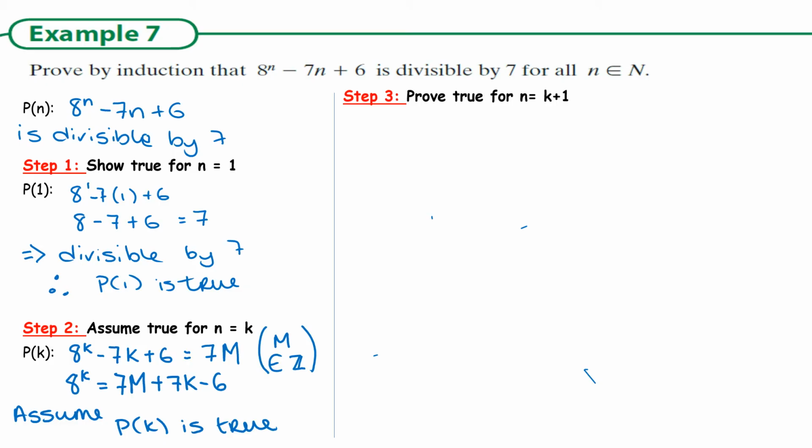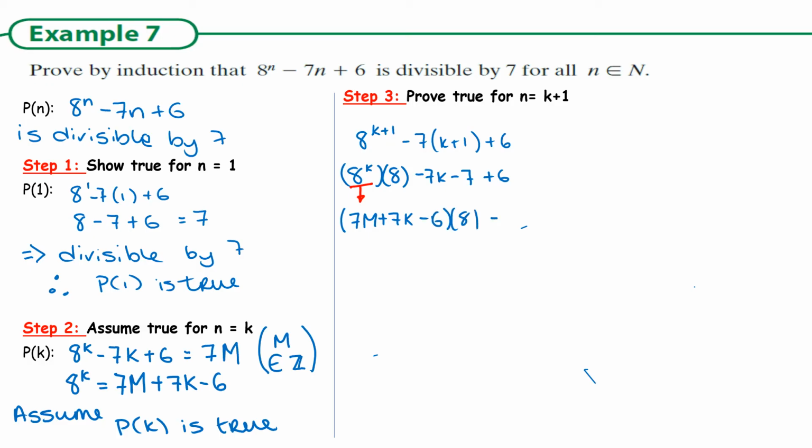So step 3 is prove true for n equals k plus 1. So I have 8 to the power of k plus 1 minus 7 times k plus 1 plus 6. So that's the same as 8 to the power of k times 8 minus 7k minus 7 plus 6. And we have a substitution we can do here from step 2. So in step 2 we have 7m plus 7k minus 6, all times 8, minus 7k minus 1. I've just cleaned up that minus 7 plus 6.